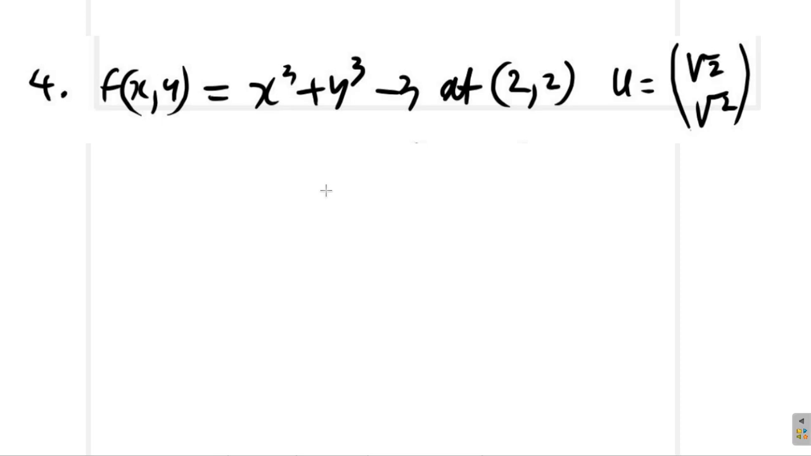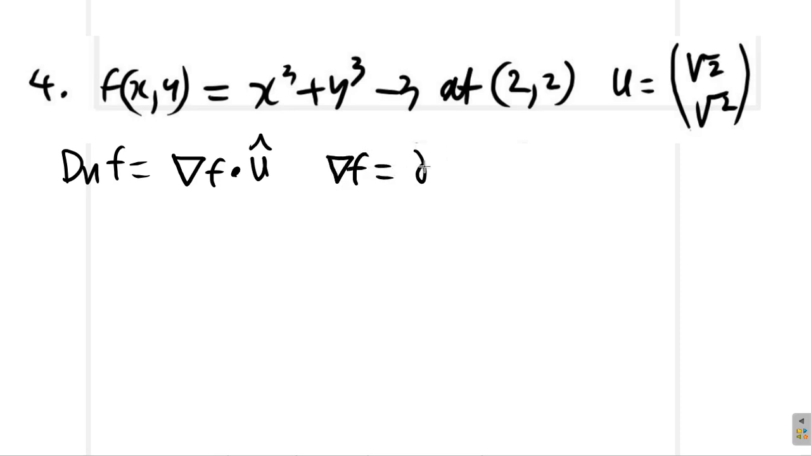Now, remember the steps. First of all, you outline your strategy. You're going to find the directional derivative of the function, which is the dot product between the gradient vector and the unit vector. Now the gradient vector is equal to delta f by delta x i plus delta f by delta y j.